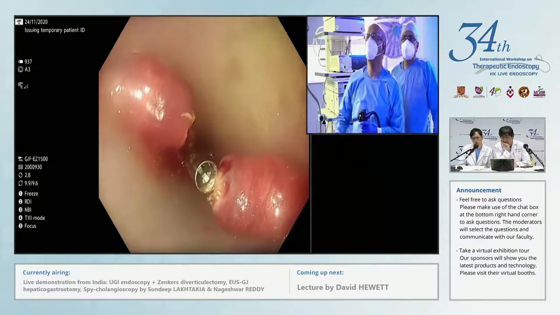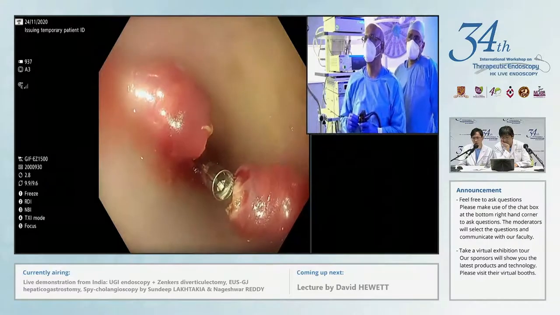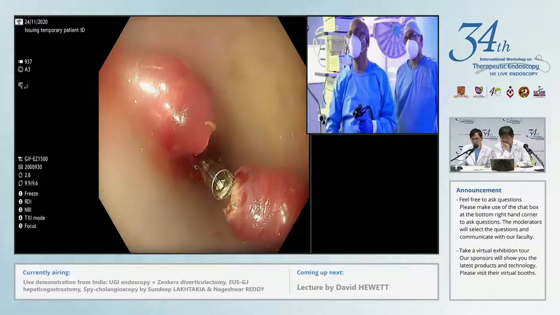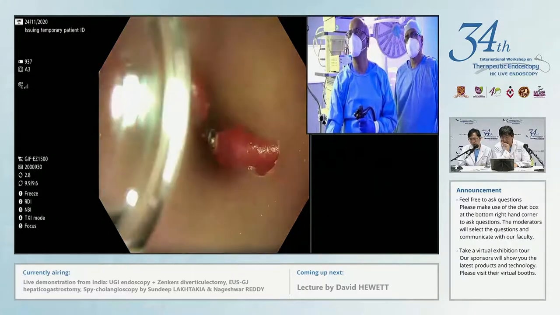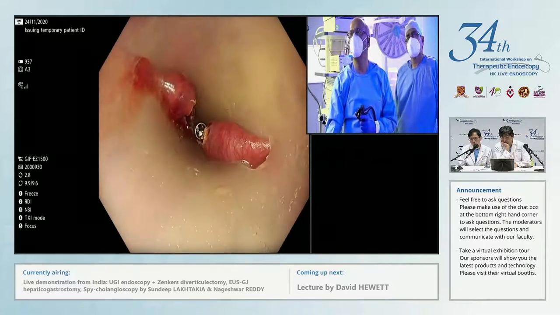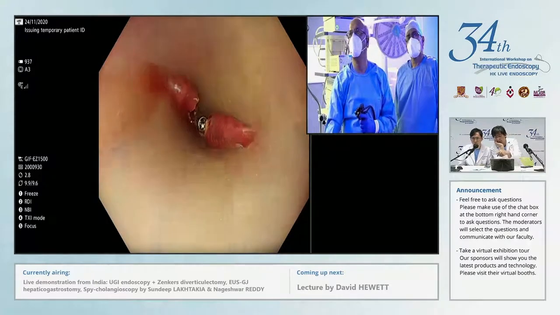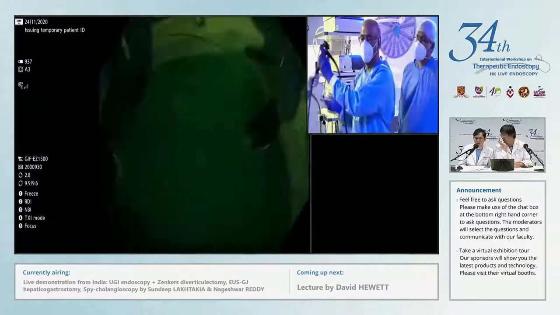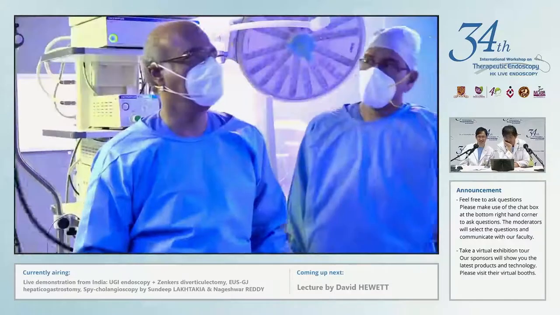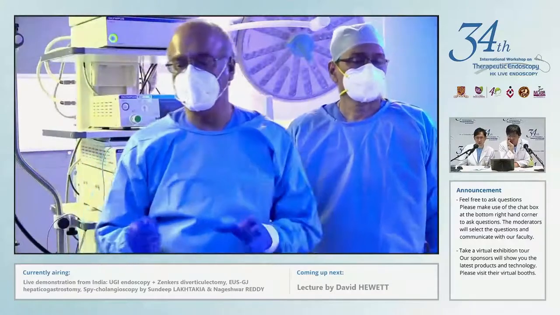Okay, so that finishes the procedure, and I think it's come out well. So then I just withdraw, and then this patient is kept overnight and sent off tomorrow morning. Wow, it's very efficient. Yes. So it makes it very simple, and I think this is an easy procedure to do, provided you use the right tools.